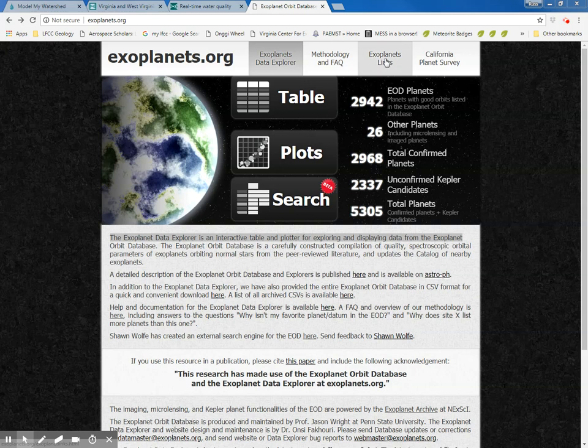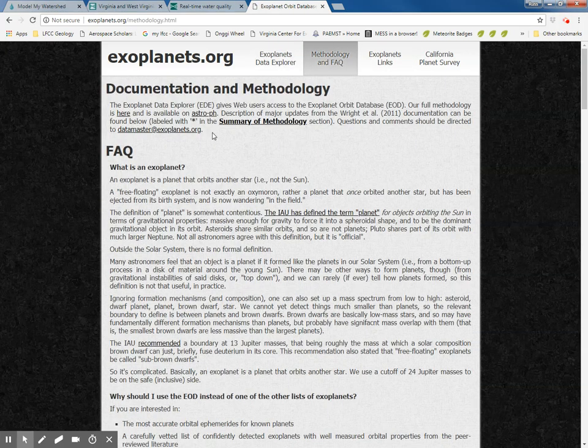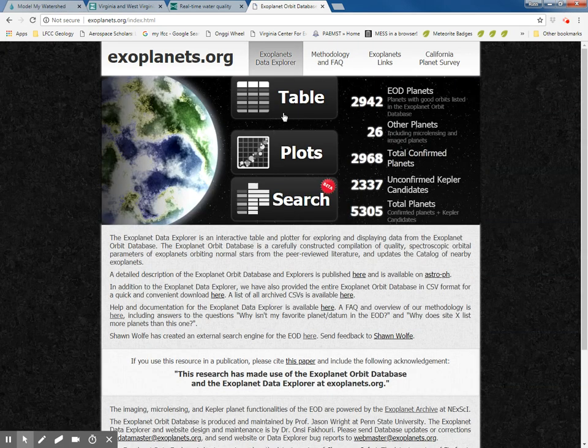And of course, exoplanets, if you look here at the methodology, they have a nice description of what an exoplanet is. So if you're really curious about that, you can go and read this. Anyway, so we're interested in the data, of course. So the first thing to do is just go play around, honestly.